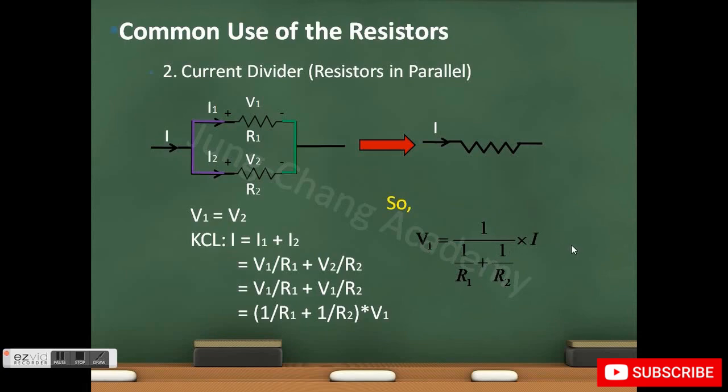Again, this is just in the form of V equals IR, where V is V1 and R is 1 over R1 plus 1 over R2. So we can use this new resistance to represent two resistors in parallel, and the voltage across it will just be V1.